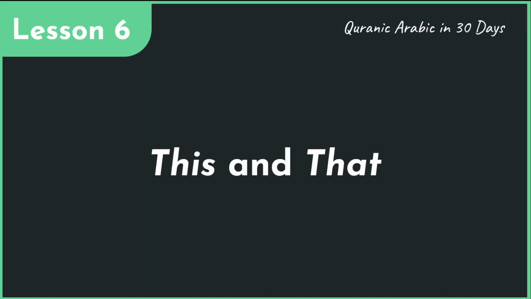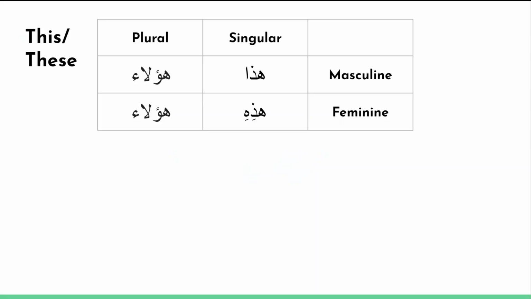In this lesson, we're going to cover words like this and that, words that you use to refer to a noun that's either close to you or far away. So in English, there are two words that you use to refer to a noun that's close to you. This, if the noun is singular, or these, if the noun is plural. In Arabic, you also have to take the gender of the word into account.